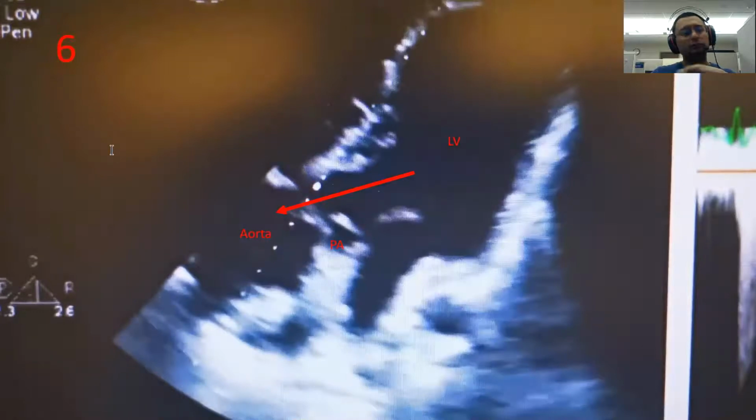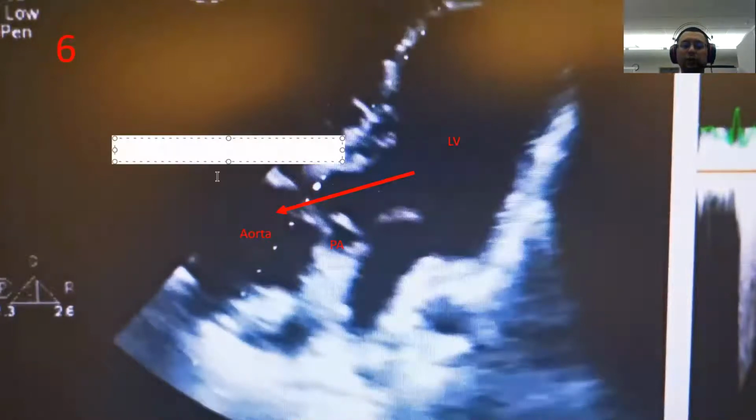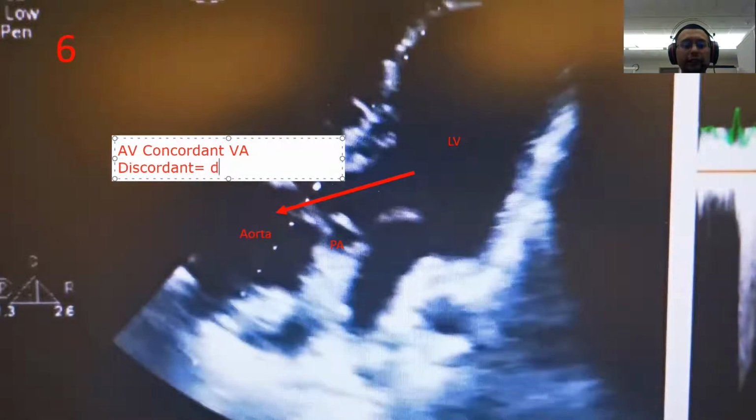CCTGA? Nope. Okay, so there are two. No, this is DTGA. So you have AV concordant and VA discordant. You have a lot of problems with this. So that is the transposition of great arteries. I wanted you to remember it. Can you remember that now?